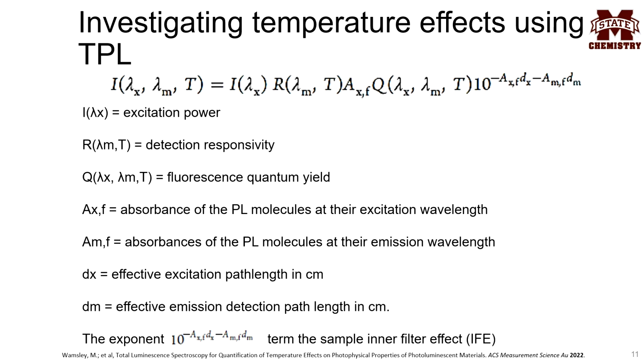A_SSF and A_MF are the UV-vis absorbances of the photoluminescent molecules at their excitation and emission wavelengths respectively. For small molecular fluorophores dissolved in solution, the UV-vis spectra can be approximated as their absorbance spectra. d_x and d_m are the effective excitation and detection path lengths and can be quantified using a solvent-Raman method as discussed in a previous video. The exponent term in the equation depicts the sample inner filter effect imposed by sample absorption at excitation and emission wavelengths.